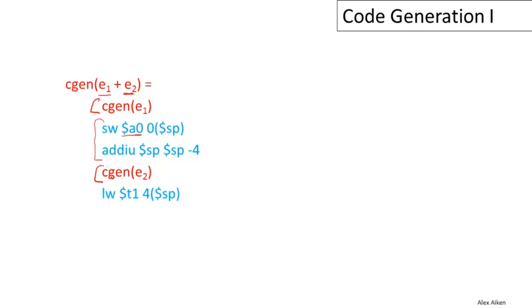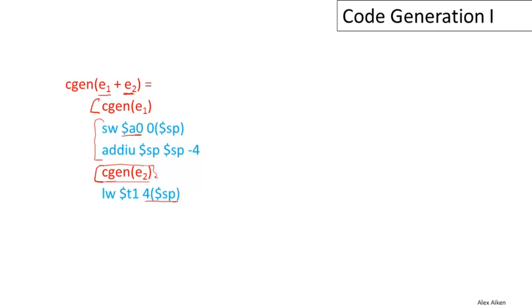And once we have the value for E2, now we can perform the add. So how do we do that? Well, first we retrieve the value of E1. So we load the value of E1, which is on the stack. And notice that this works because the code for E2 is guaranteed to preserve the stack.